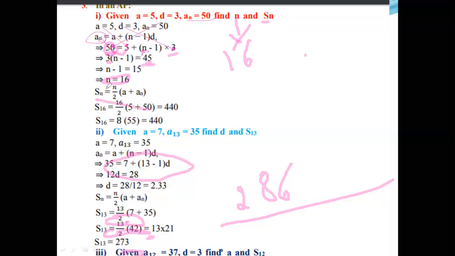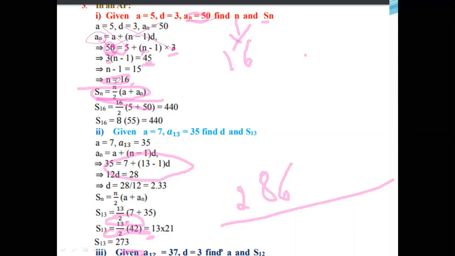First apply the Sn formula here. Before applying the Sn formula, we know the last term, so we can use this formula. If we don't know the value of the last term, we can use another formula, n by 2 into 2a plus n minus 1 into d. Here we know the last term, so we can use this formula. So Sn is equal to n by 2 into a plus an.